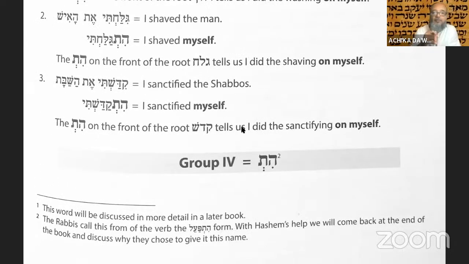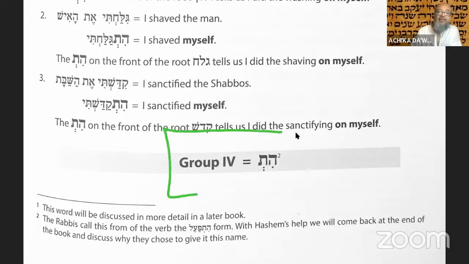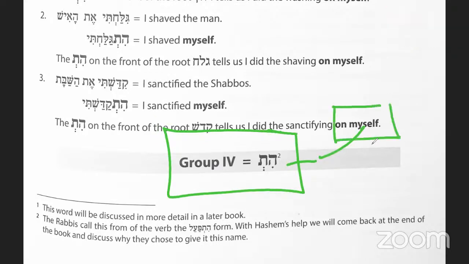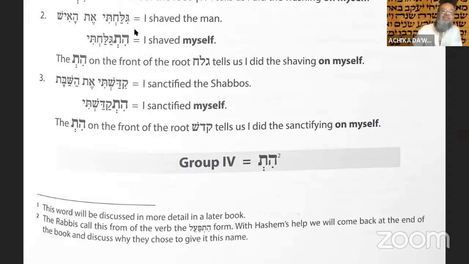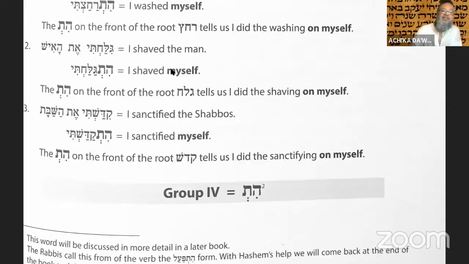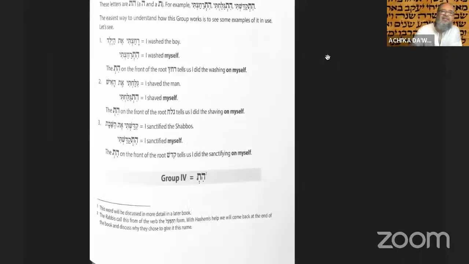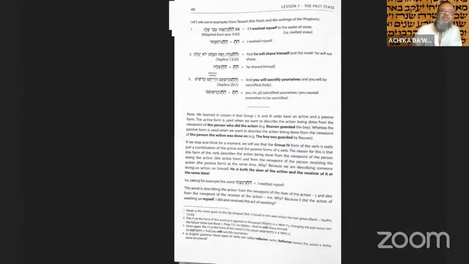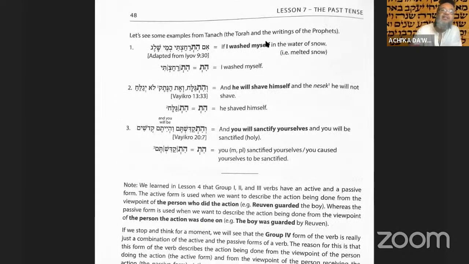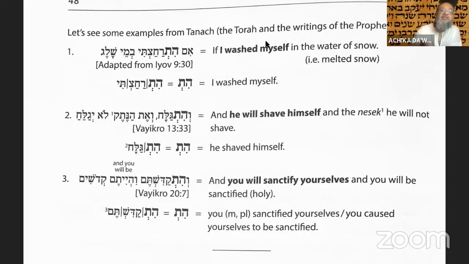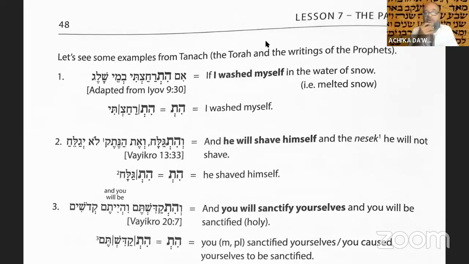And here it is. Again, it tells you right here on the bottom that it's a group 4 and it's a hith. And hith basically means what? Myself. That's it. That's just a piece of your puzzle. So you say that, okay? Easy. Was that hard? No. You got your roots down. Okay, let's look at this next one. All right, so here it is. There are some examples from the Torah.